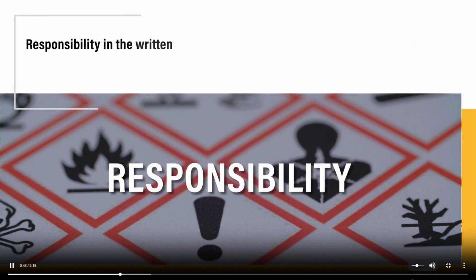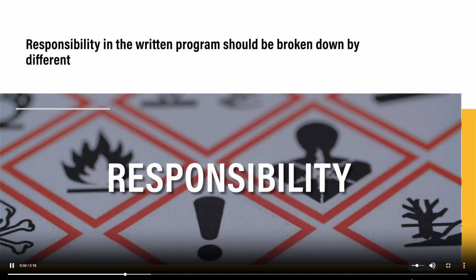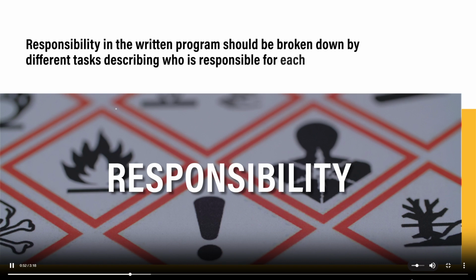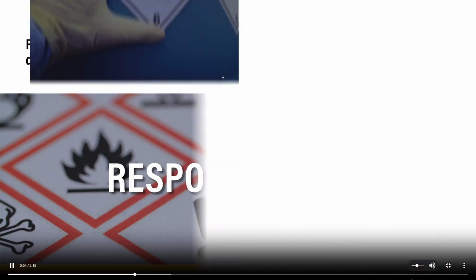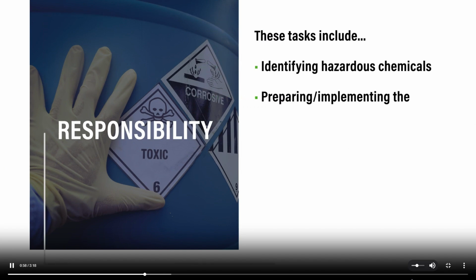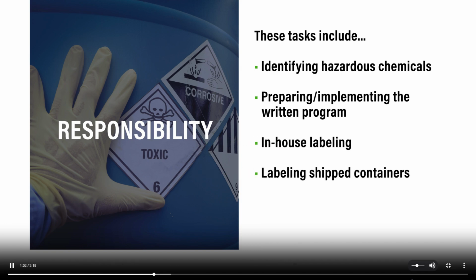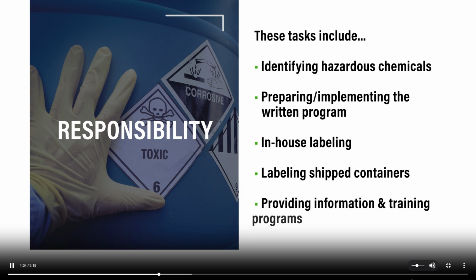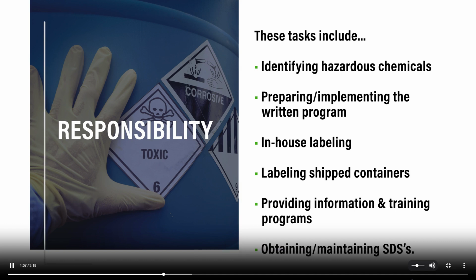Responsibility in the written program should be broken down by different tasks, describing who is responsible for each task. These tasks include identifying hazardous chemicals, preparing or implementing the written program, in-house labeling, labeling shipped containers, providing information and training programs, obtaining or maintaining SDSs.